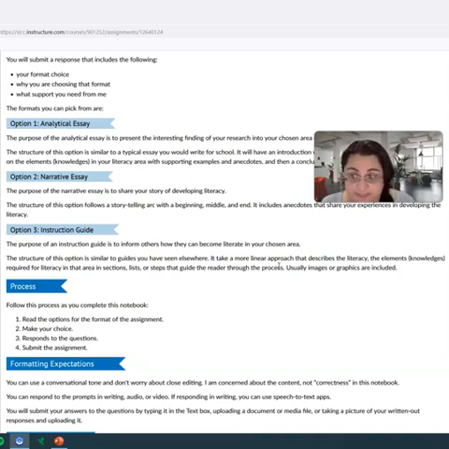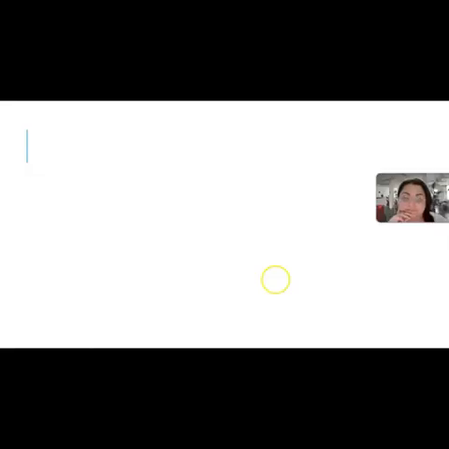And then we have the narrative essay, which is where you're going to tell your story about your literacy, right? Finally, we have the instruction guide, which is where you will help your reader to work step by step through a process of how they can become literate in your area. So let's go ahead and talk a little bit more about these more specifically. Let's start with the analytical essay.